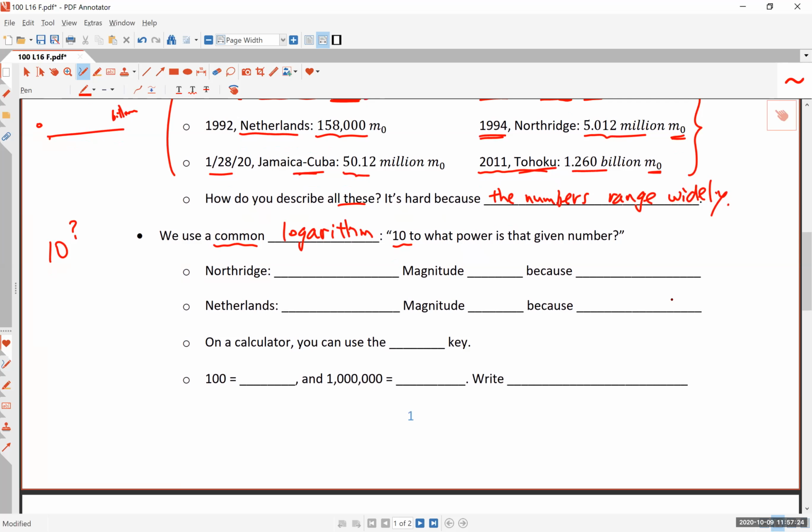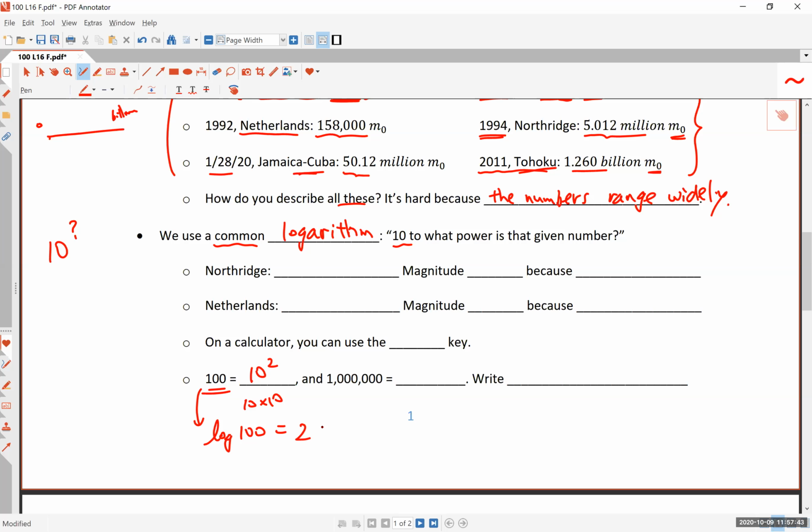100 is 10 squared, right? I'm going to go to the bottom line here. 100 is 10 squared. That's 10 times 10. Okay, and so what we do is we write this: log of 100 is 2. Now let's see if you can make sense of it.